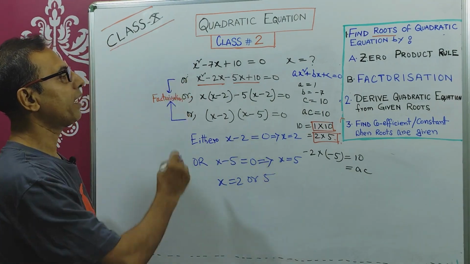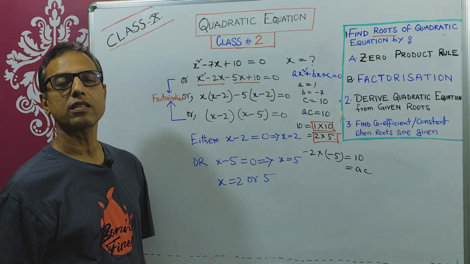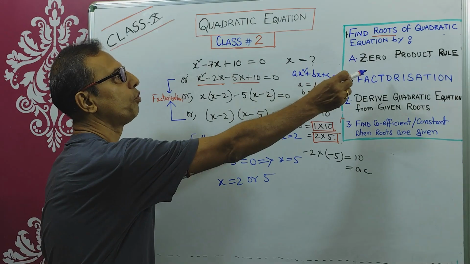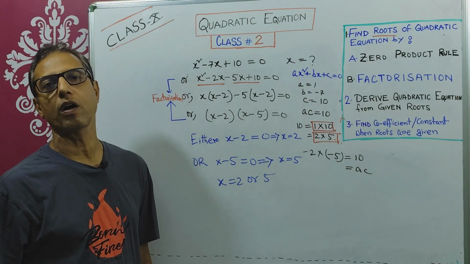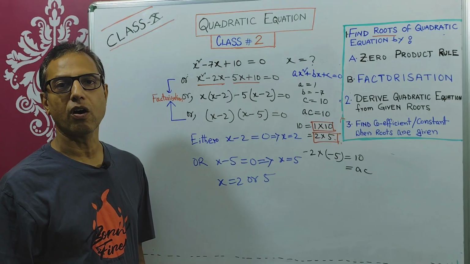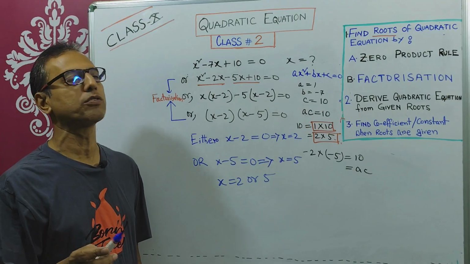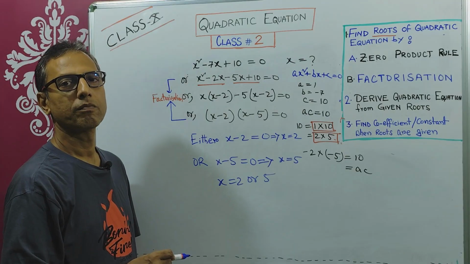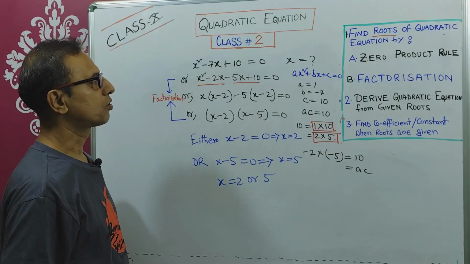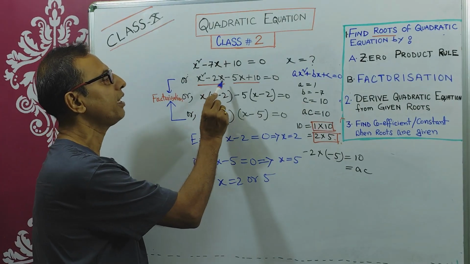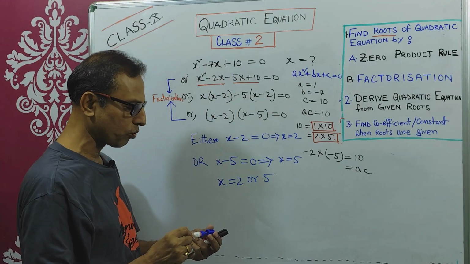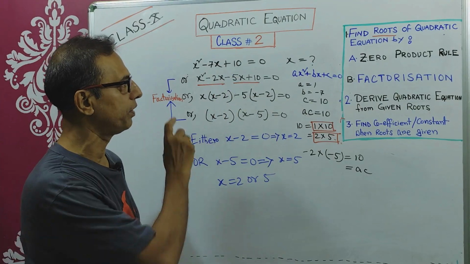Got it? So we are applying both factorization and the zero product rule to find the roots of a quadratic equation, where the coefficients of x square, x, and the constant value c are given, right? So that is what factorization is. In this step particularly, you need to remember mostly how to derive the value, and why we are doing so, I will explain with another example.